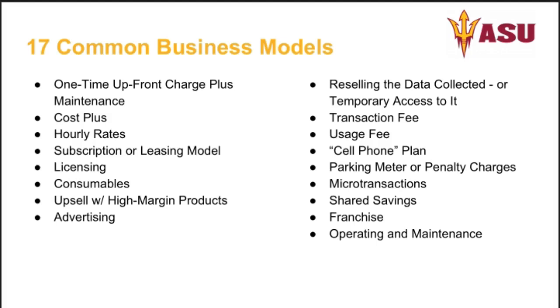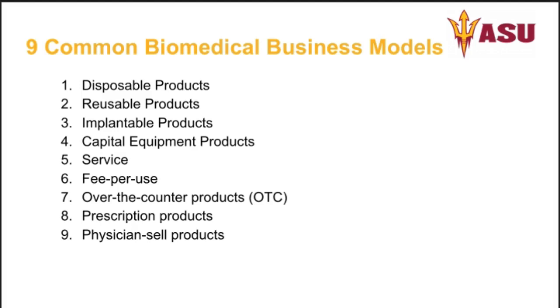Next, we'll review frequently used business models for biomedical ventures. Here we've identified 9 common biomedical business models: disposable products, reusable products, implantable products, capital equipment products, service, fee per use, over-the-counter products, prescription products, and physician sell products. Many business models are a combination of one or more of these. For example, services are often combined with more scalable product-oriented business models. In those models, customization, implementation, and integration services are considered strategic and help create, drive, or capture demand of more scalable product revenues.